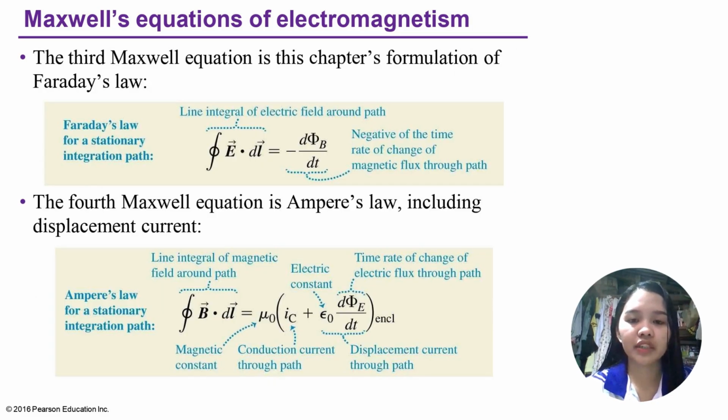The third Maxwell equation is Faraday's law of induction, which we've covered extensively. It relates the induced EMF to the changing magnetic flux. The fourth equation is Ampere's law, which is now complete with the addition of displacement current. This equation relates the magnetic field around a closed loop to both the conduction current and displacement current passing through the loop.